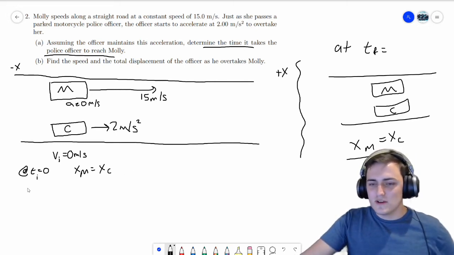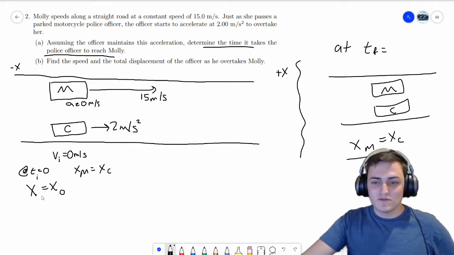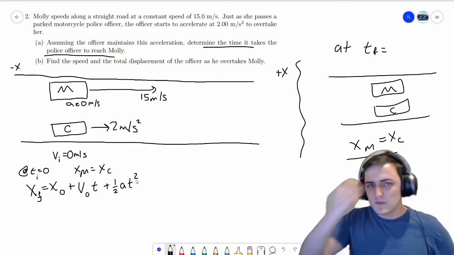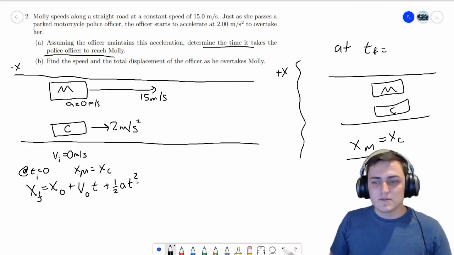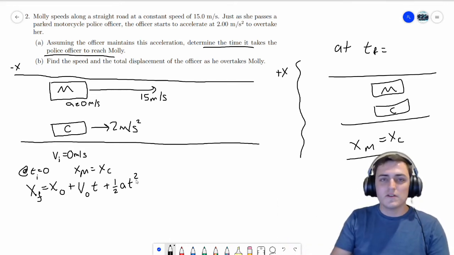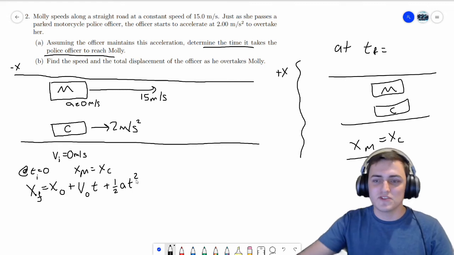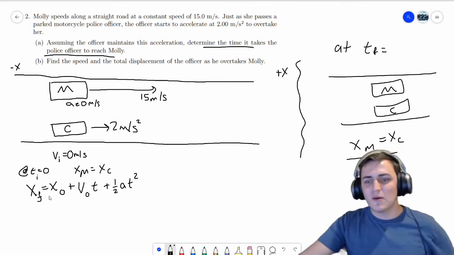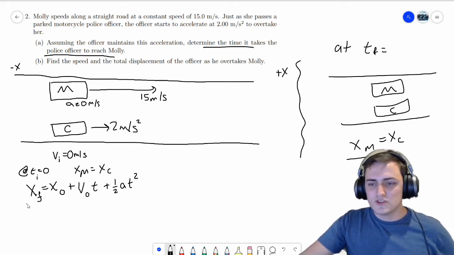Well, we can use the equation: the final position is the initial position, x sub 0, plus initial velocity times the time, plus 1/2 times acceleration times time squared. This equation lets us determine Molly's final position and the cop's final position, and we can create the relationship where Molly's position is equal to the cop's position. This is just the general equation.